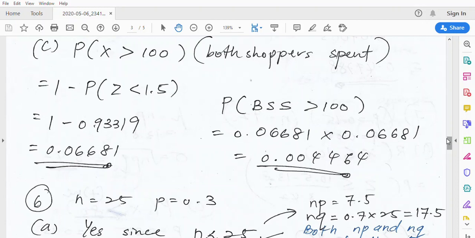Now C is quite different because there are two shoppers selected, so they want to know the probability that they spent more than 100. So more than 100, first we find the probability that more than 100. So use the same way to standardize it and get the probability 0.06681. So since there are two shoppers spending together, right? So we have to times the answer twice. So 0.06681 times with 0.06681. So times the same probability because there are two shoppers. So we will get the probability 0.004464.